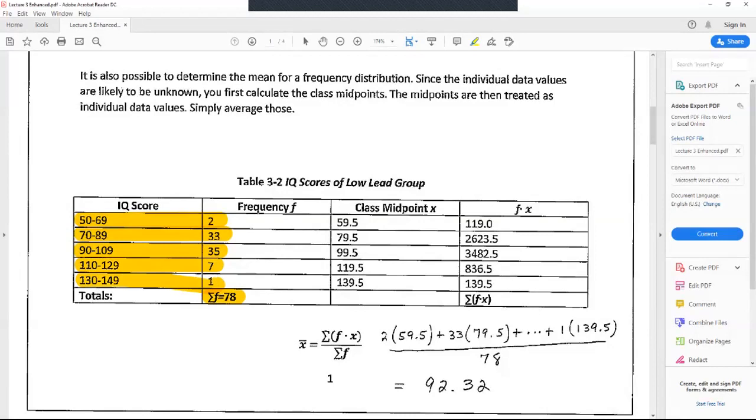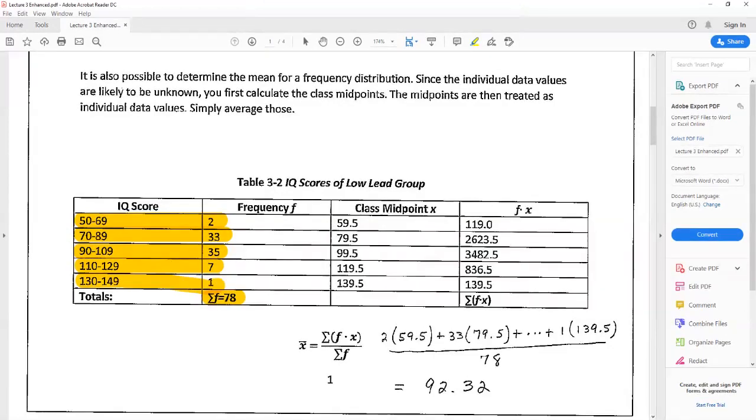But what if we wanted to try to estimate the average IQ score for this population? Well, since we do not know the actual data values, it's going to be fairly impossible to get it exact, right? So we do the best we can under the situation. To figure out the average IQ for this population, I'm going to use the class midpoints. And we said the class midpoints are 59.5, 79.5, 99.5, 119.5, and 139.5.